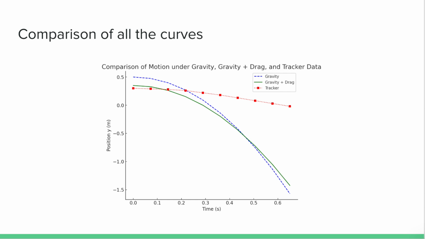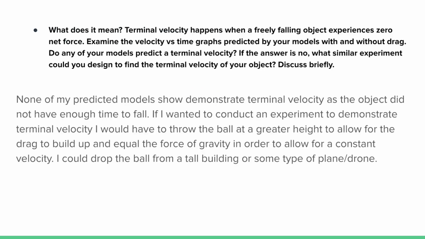You can see the red dotted line, that is what my Tracker app predicted for the projectile motion. You can see it's a lot flatter than the other two, whereas in Tracker it had the ball going below the y-axis. The other curve is a lot more gradual, and the drag force has a much steeper decline at the beginning and then levels out at the end.